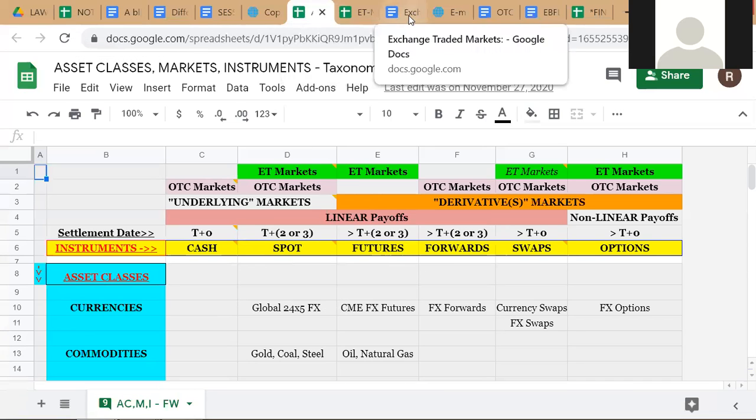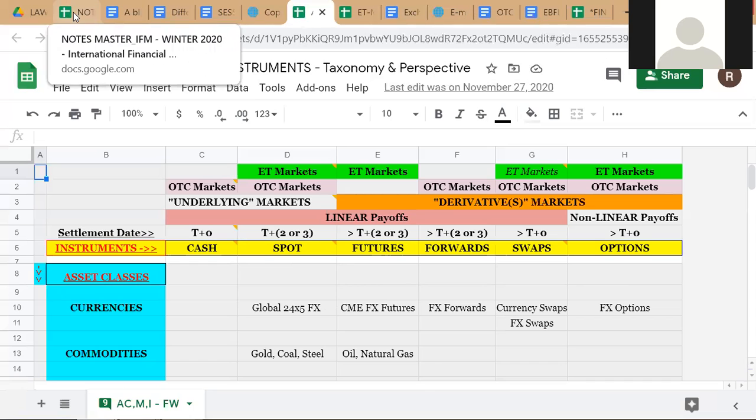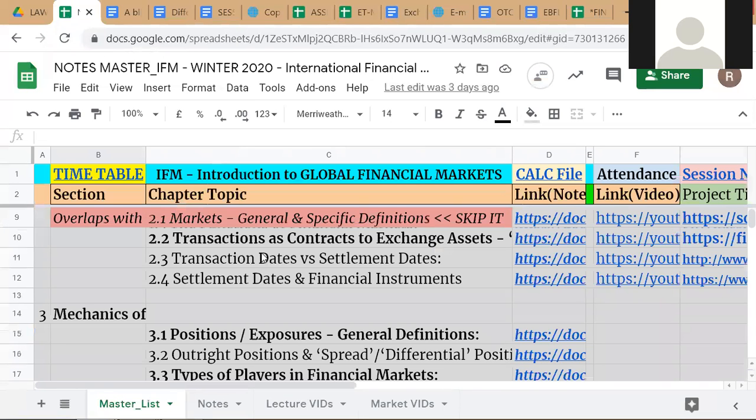So coming back to this, you have a transaction date and a settlement date, and the two can be very, very different in terms of the distance between them.